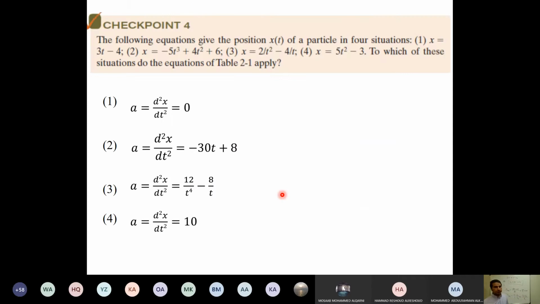What we need to do is to look at this displacement equation and take the derivative of this 2 times with respect to t. And what do we get? You see that in part A, when we apply 2 times derivative to this equation with respect to time, we are getting 0. And here we get minus 30t plus 8. And similarly, this equation, and the last one is 10. Among the four equations, which one do you think is giving us a constant value for the acceleration?